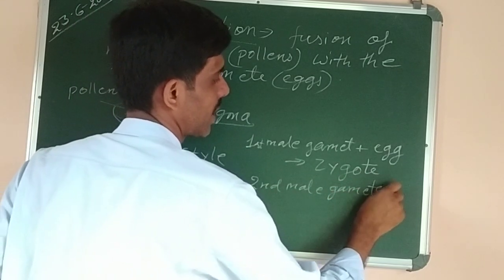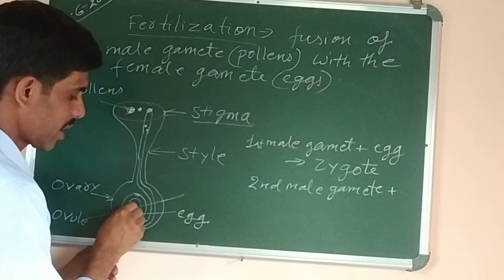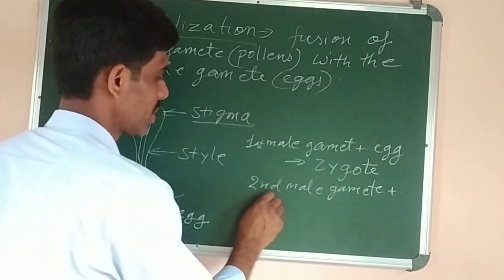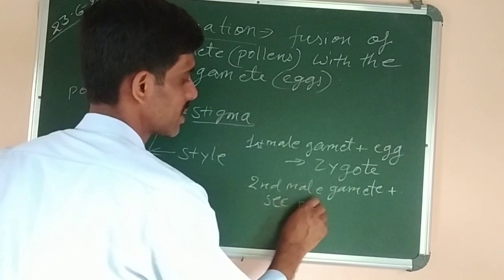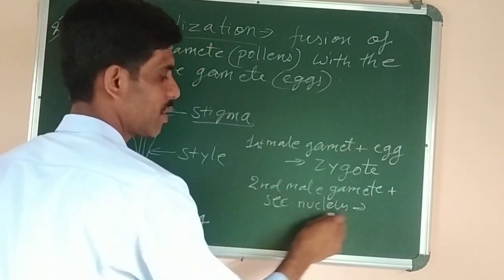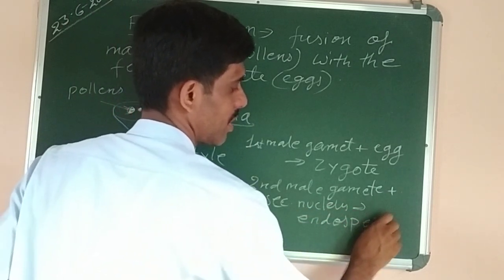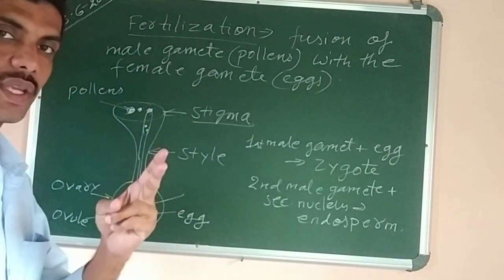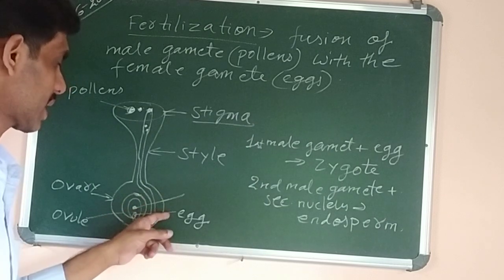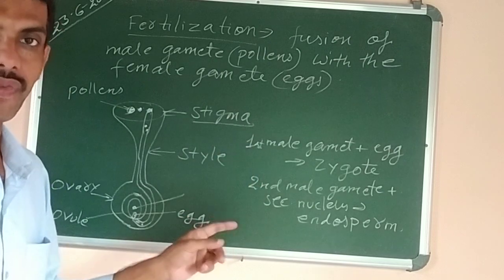plus the polar nuclei, or the secondary nucleus, okay, because it is formed by the fusion of two nuclei, so it is called the secondary nucleus. The second male gamete plus the secondary nucleus gives rise to the endosperm. Because fertilization occurs two times, once with one male gamete and the egg cell, and the second with the second male gamete and the secondary nucleus, that's why it is called double fertilization.